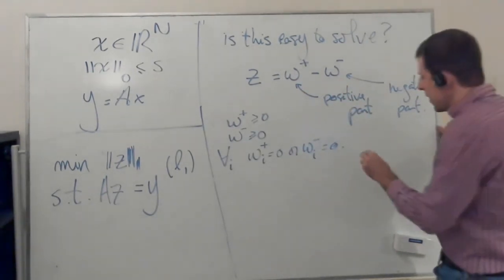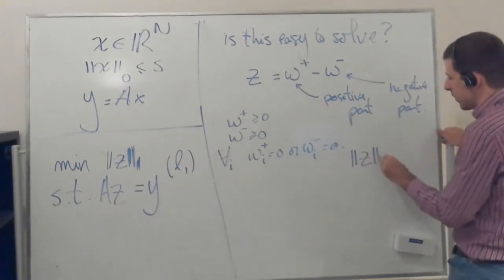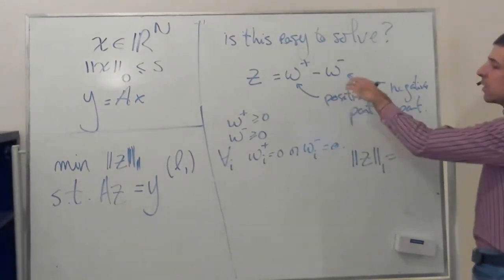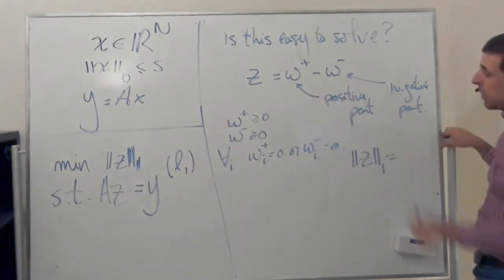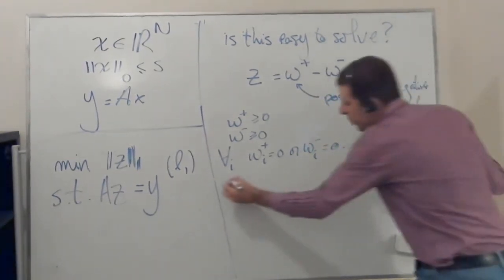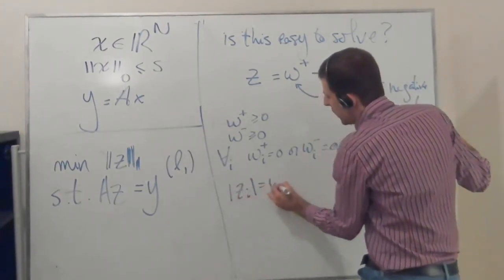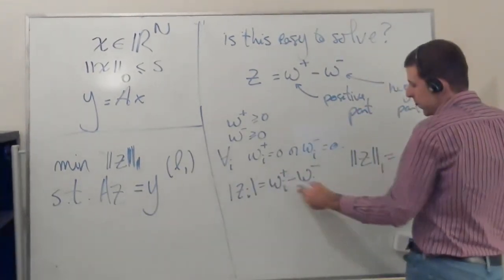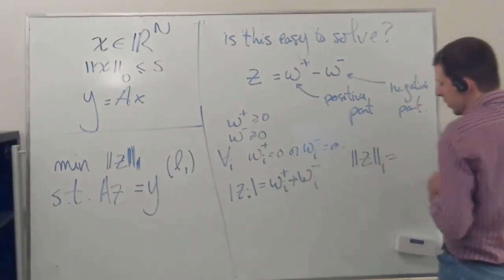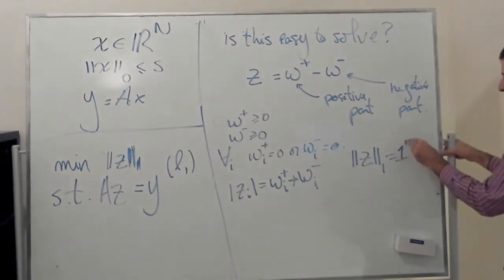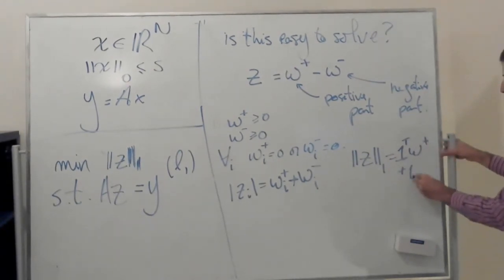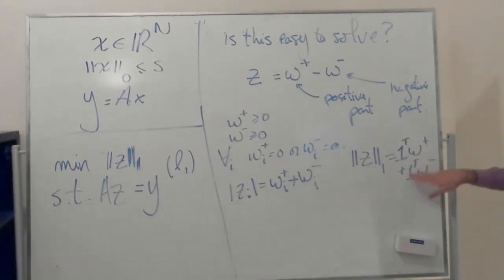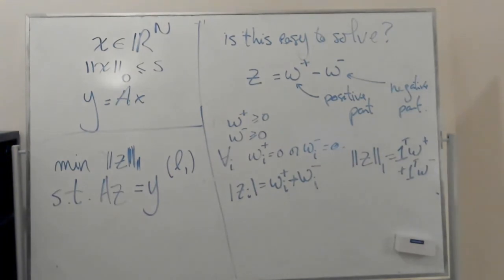If you have that, then the L1 norm of Z is very easy to compute. Instead of being the sum of the absolute values, the absolute value of Zi is just equal to Wi plus plus Wi minus, because if there's a positive part it shows up here, and if there's a negative part, it shows up there. So I can write it this way: 1 transpose W plus plus 1 transpose W minus. This just adds up the entries in W plus and all the entries in W minus.